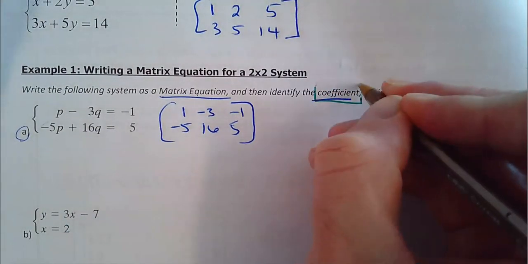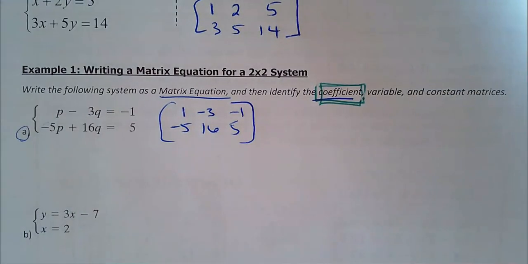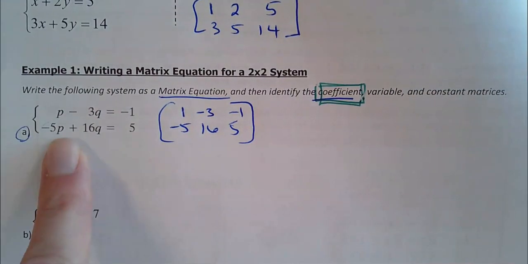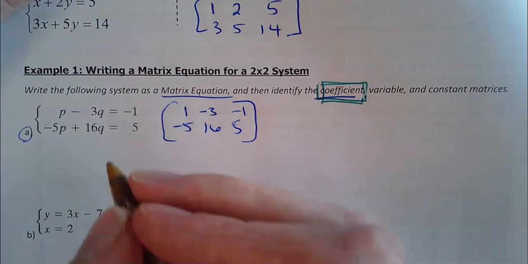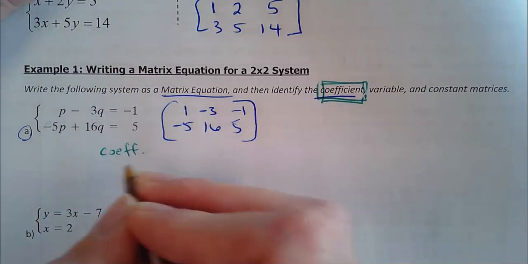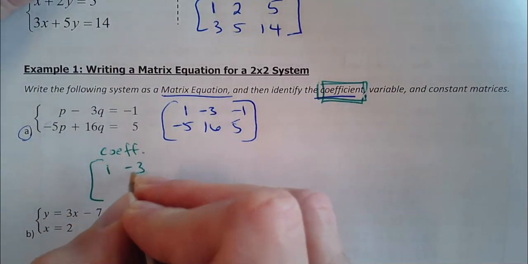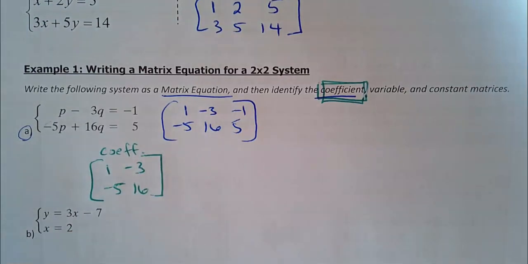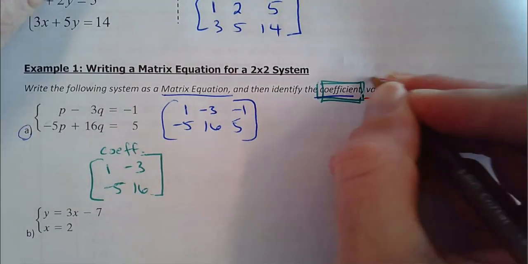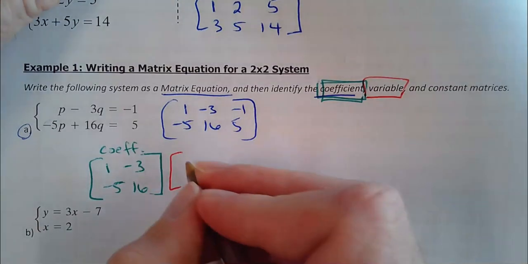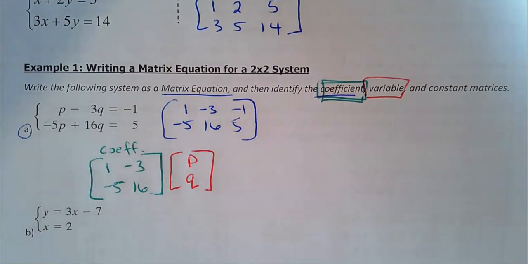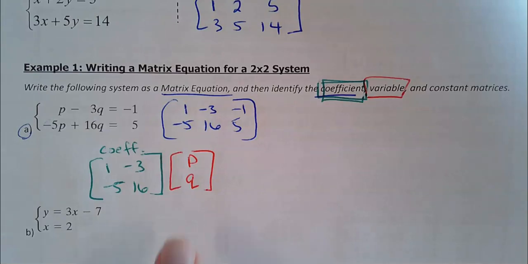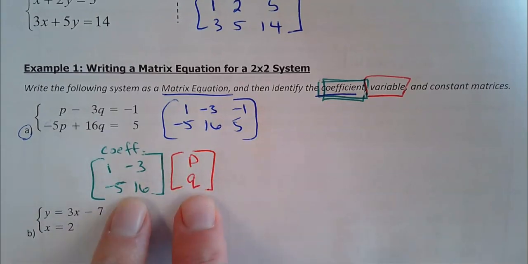If I said, give me the coefficient equation, the coefficient equation is just the coefficients over here, so it's going to be a 2 by 2. So the coefficient equation is 1, negative 3, negative 5, 16. The variable equation is going to be my variables P and Q. And it's hard to explain why, but when you're doing matrix multiplication, you put the P on top, the Q on bottom.